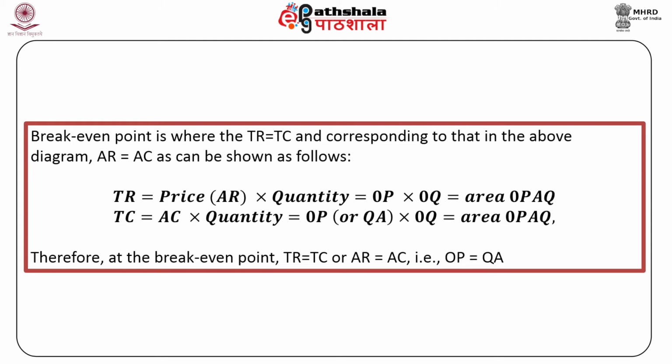TR is equal to price, that is AR, into quantity, which is equal to OP into OQ, which is equal to area OPAQ. Now TC is equal to AC into quantity, which is equal to OP or QA into OQ. Thus, it is equal to area OPAQ. Therefore, at the break-even point, TR is equal to TC and AR is equal to AC, that is OP is equal to QA in the above diagram.